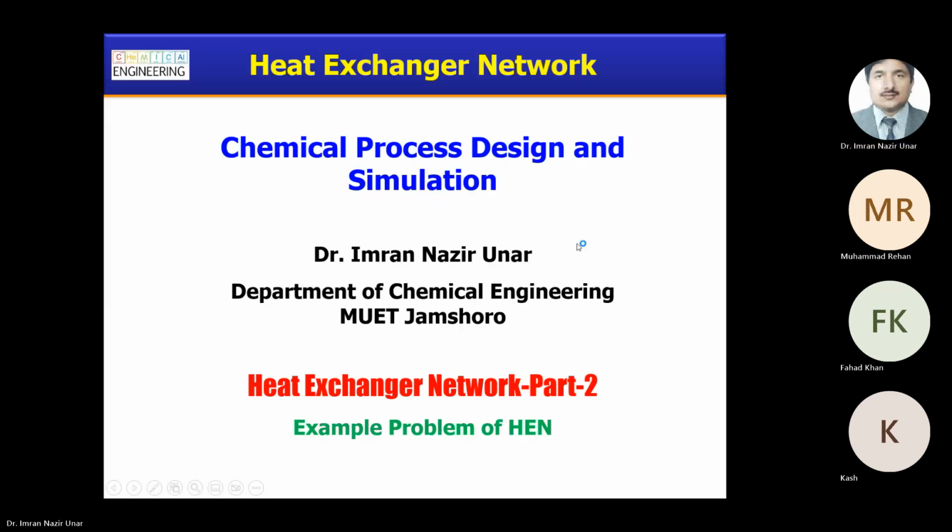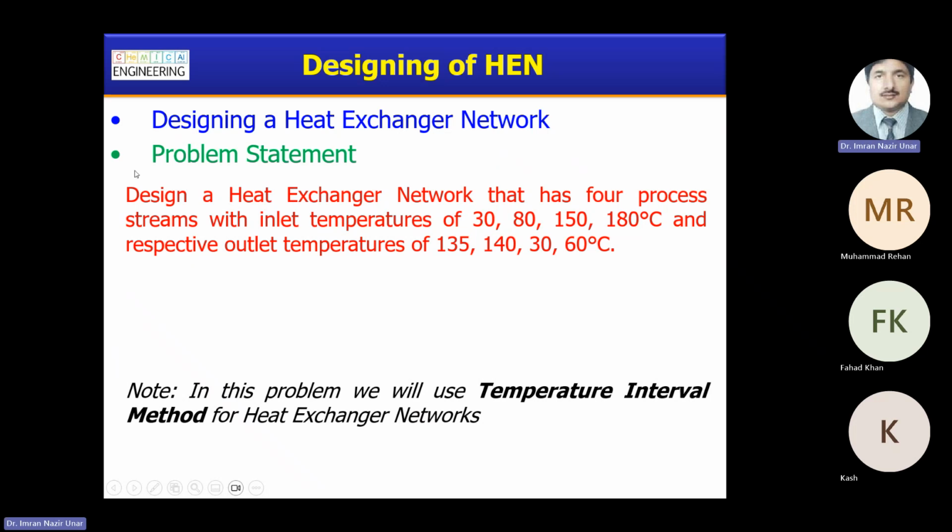Okay. Now there's a problem. Design a heat exchange network that has four process streams with inlet temperature of this, and respective outlet temperature. So the four streams are there in the industry. One is at 30 degrees centigrade, and it has to be raised up to 135 degrees centigrade. And the temperature of 80 stream is to be raised to 140, and two hot streams are there, 150, which is to be cooled down to 30, and 180 to 60. So these are the two hot streams, 150 and 180, and two cold streams, 30 and 80.